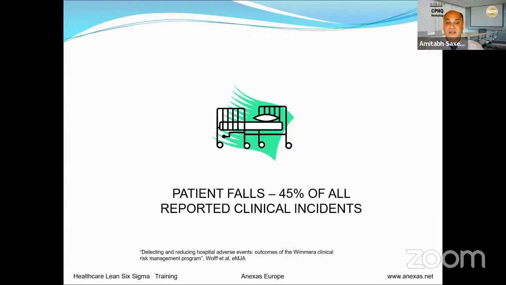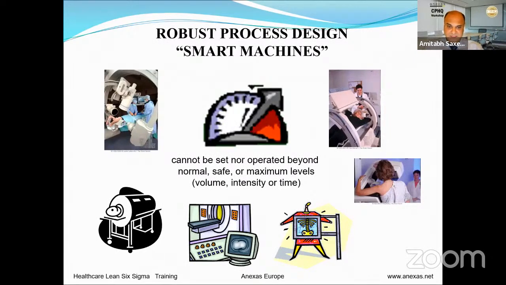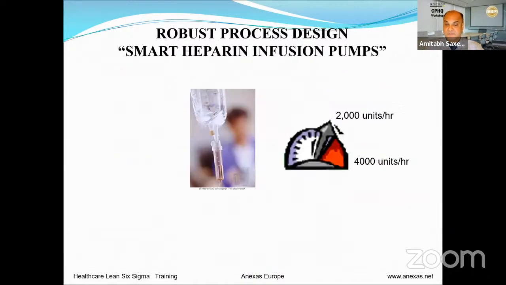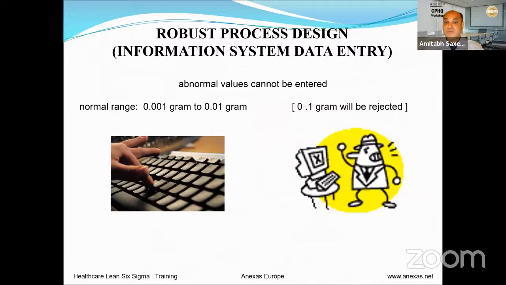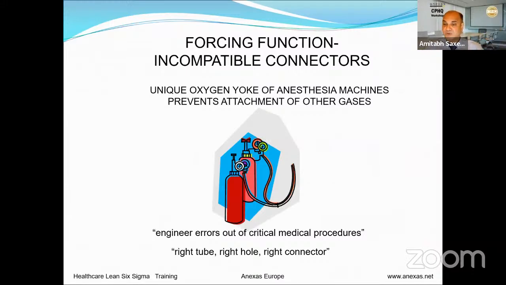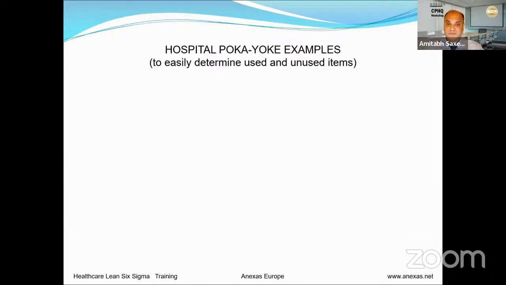So let me give some examples here. In robust process design, the smart machines cannot be set or operated beyond normal, safe, or maximum levels of volume, intensity, or time. Smart heparin infusion pumps are some examples. Abnormal values cannot be entered; they will be rejected. Again, these are examples of poka-yoke or mistake proofing. You can't connect oxygen to a nitrogen cylinder because the connections are different. Again, an example of poka-yoke or mistake proofing.